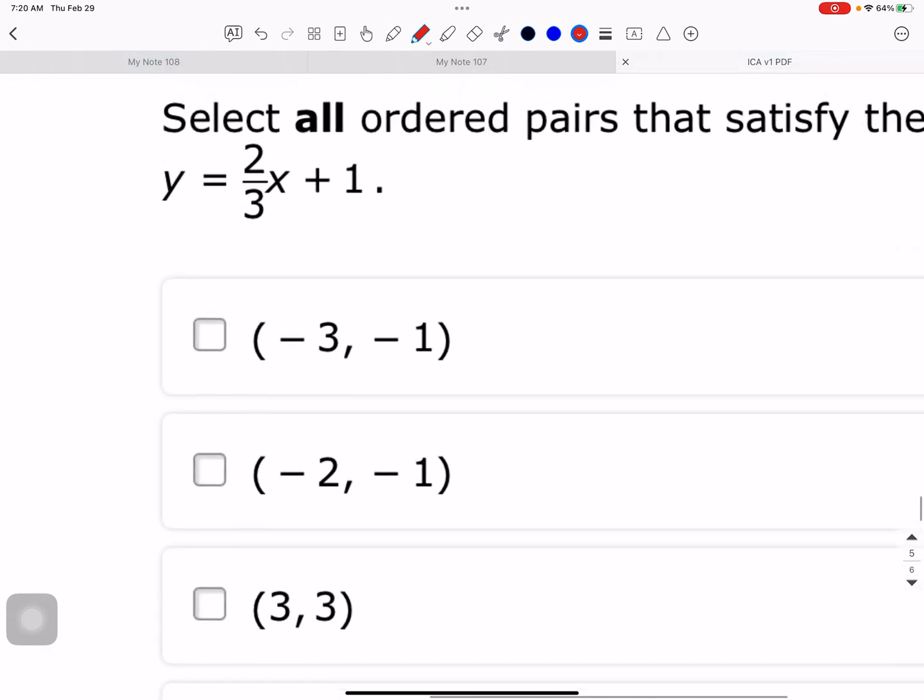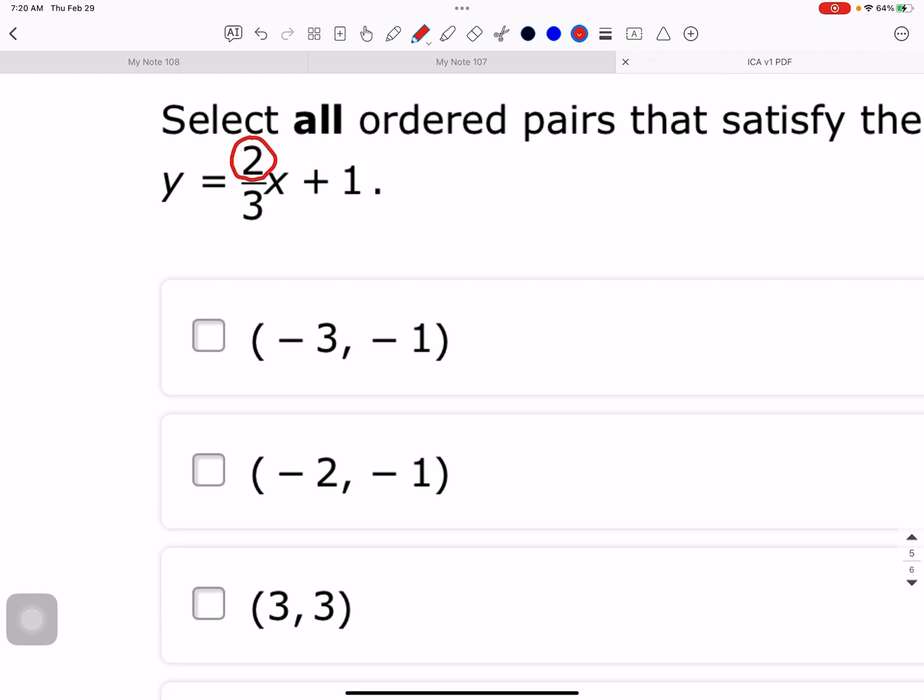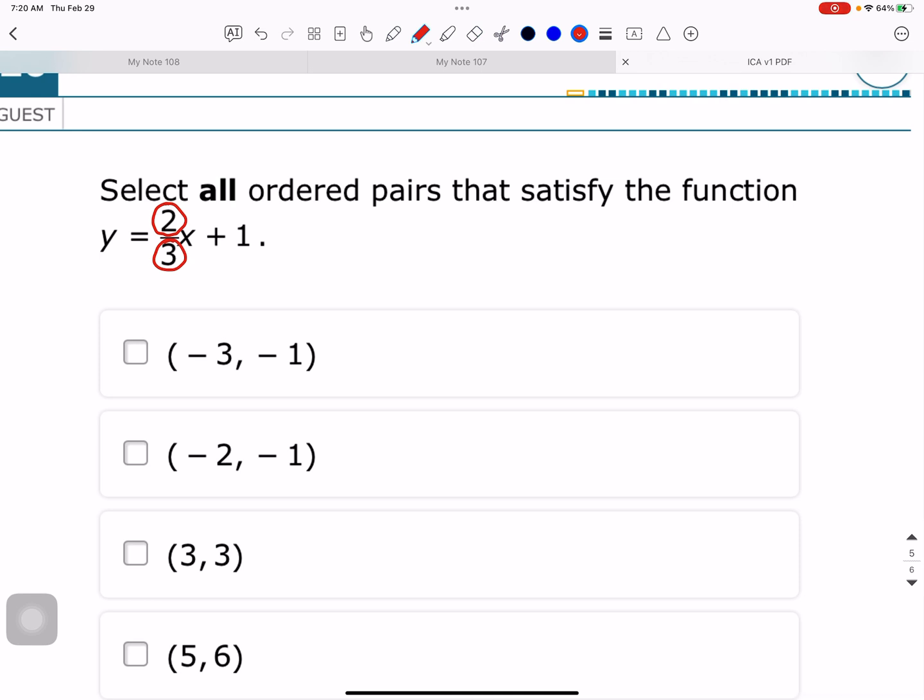Over here, whenever you want to multiply by a fraction, multiply by the top number, then divide by the bottom number. So we're going to take our x, we're going to multiply it by 2, then divide by 3, then add 1. So here we go.